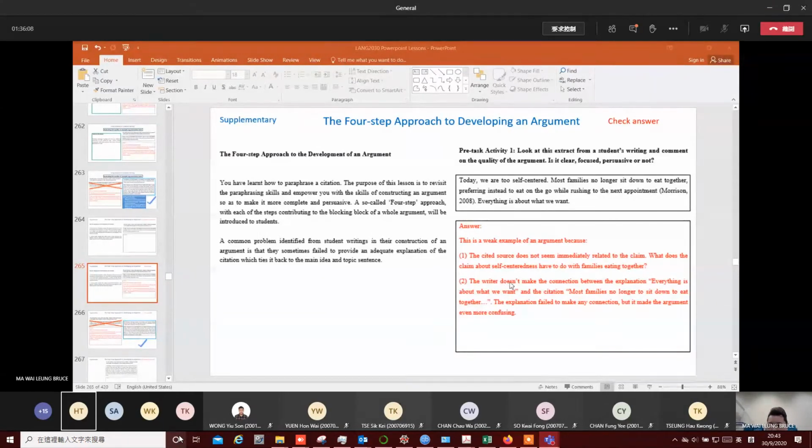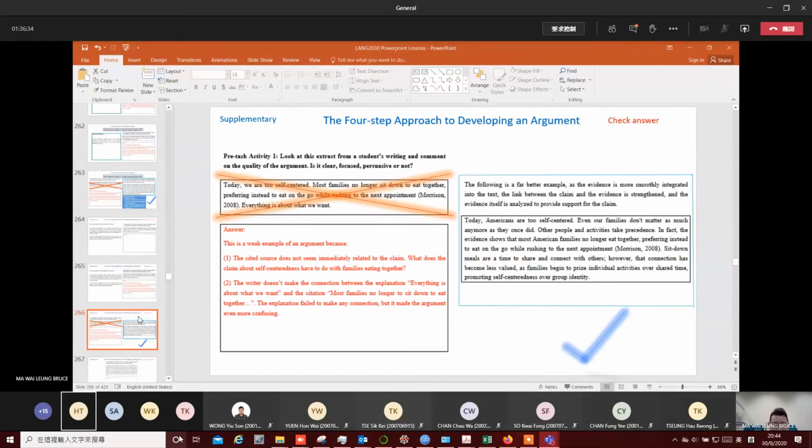Number two, the writer doesn't make the connection between the explanation, everything is about what we want, and the citation. So in other words, there are three sentences. The second sentence is the citation. The citation is not immediately related to the topic sentence, and the citation is not immediately related to the conclusion. So it can't reach both ends. How can we make the improvement? How can we make the improvement? Can you see my improvement here? Today, Americans are too self-centered.